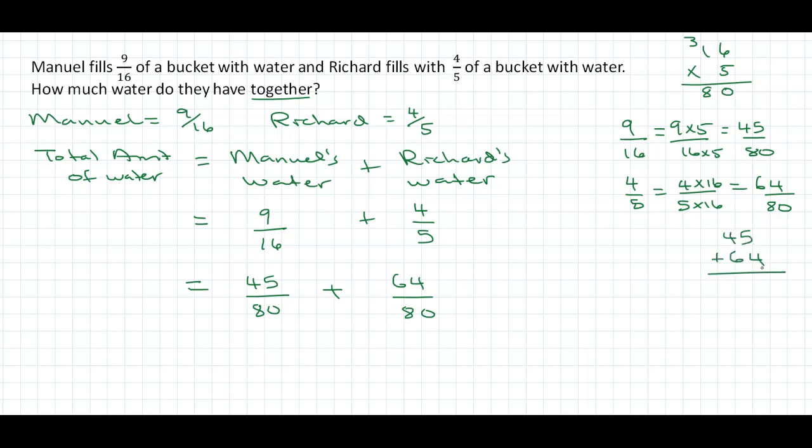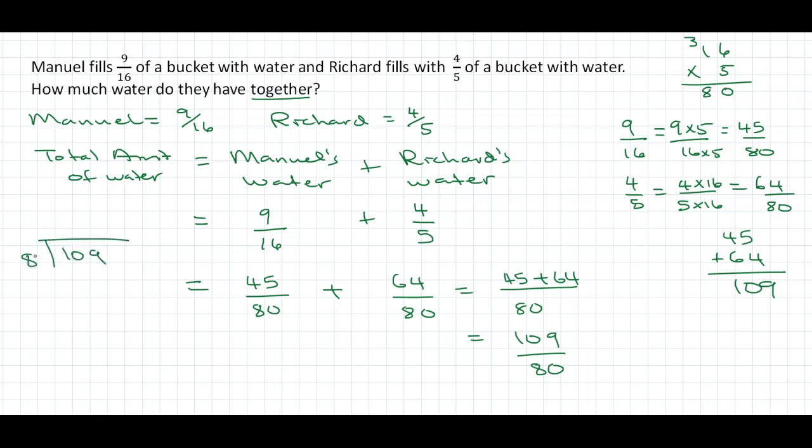So let's go ahead and add 45 and 64. 5 plus 4, 9. 4 plus 6, 10. So this is going to give us 109 over 80. Because we have a common denominator, we can add the numerators. This is going to give us 109/80. And now we're going to convert 109/80 to a mixed number.